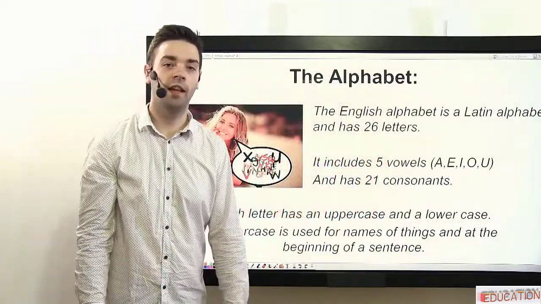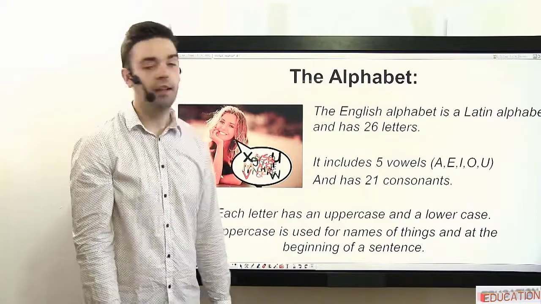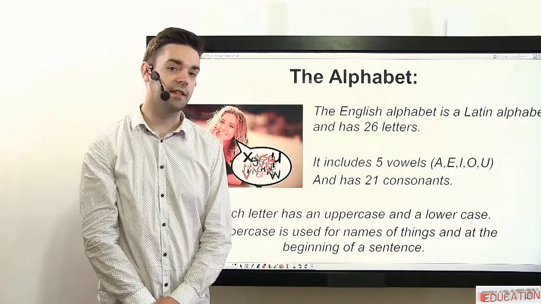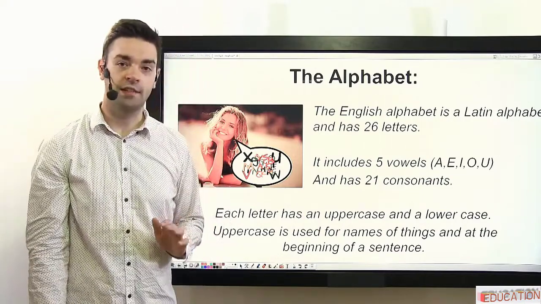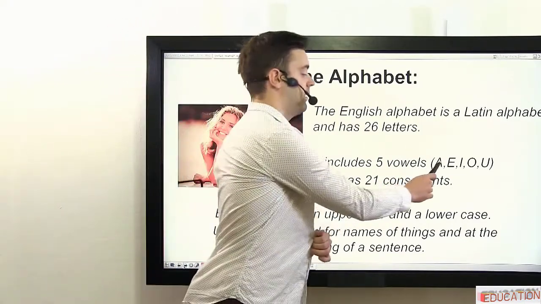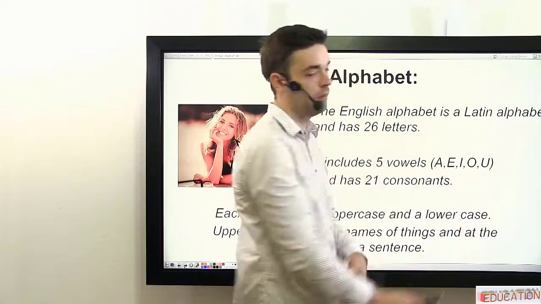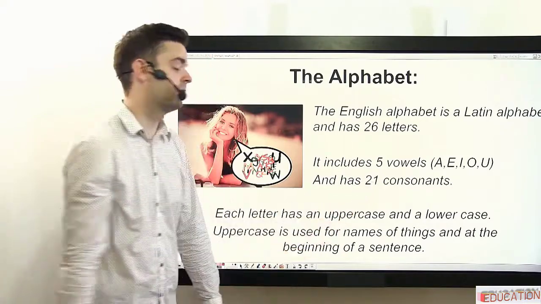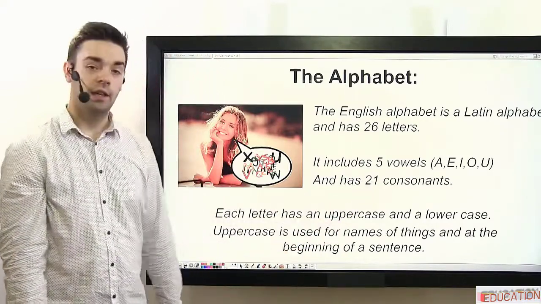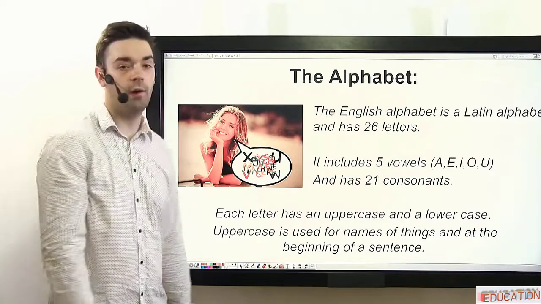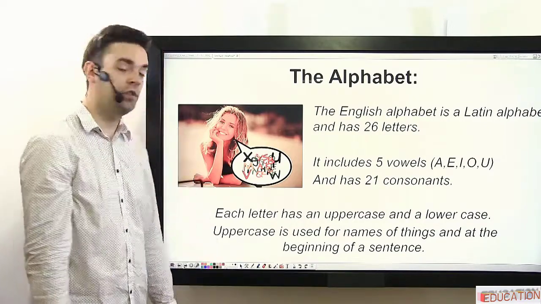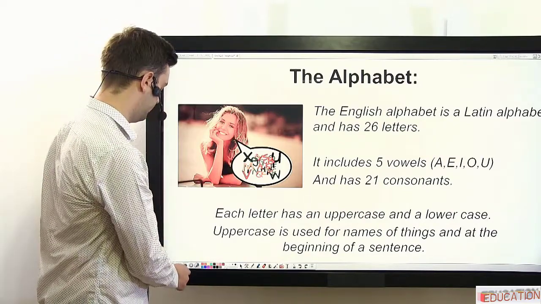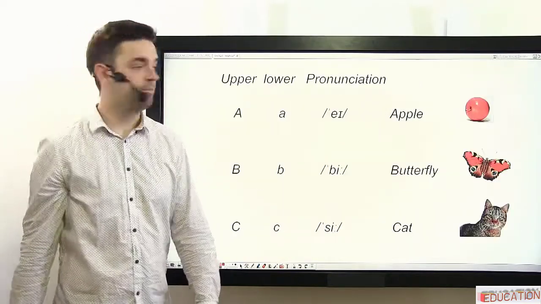Okay, let's have a look at the English alphabet. So the English alphabet is a Latin alphabet and includes 26 letters. 5 of these letters are vowels. A, E, I, O, U. It also includes 21 consonants. Each letter has an uppercase and a lowercase. The uppercase is usually used for names or at the beginning of a sentence. So let's have a look at them.